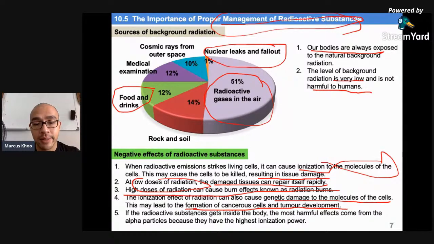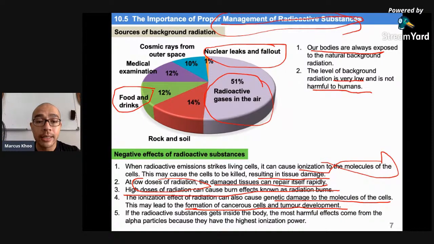If the radioactive substances get inside the body, the most harmful effects come from the alpha particles, because they have the highest ionizing power. We studied this in the second class. Alpha particles have the highest ionizing power. This is able to change neutral atoms to ions at a very high rate.